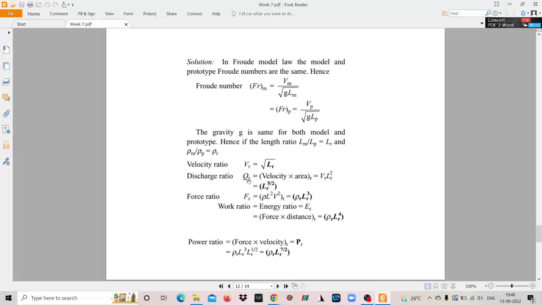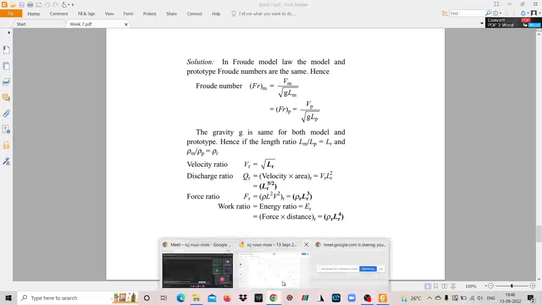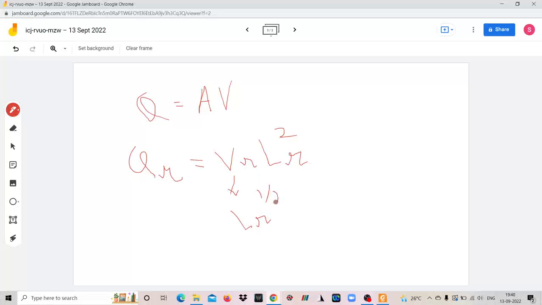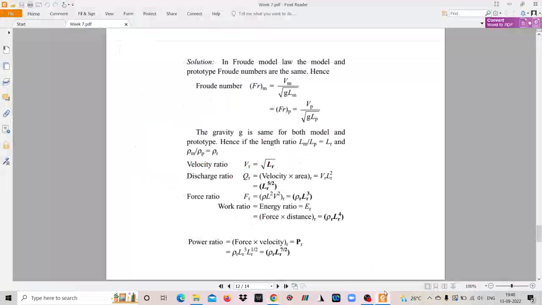Now, what is discharge ratio? Discharge Q is equal to area into velocity. Dimensionally, if you write in terms of ratio, QR will be equal to velocity ratio into AR. Area is nothing but the square of the length ratio, so VR LR square. VR we have already seen, it's LR to the power of half. So QR will be LR to the power of half plus 2, that is 5 by 2.